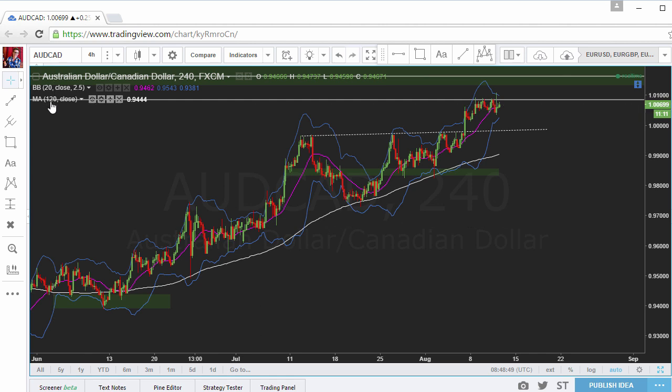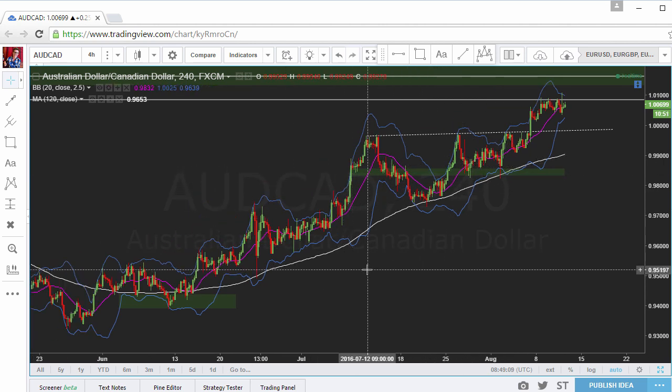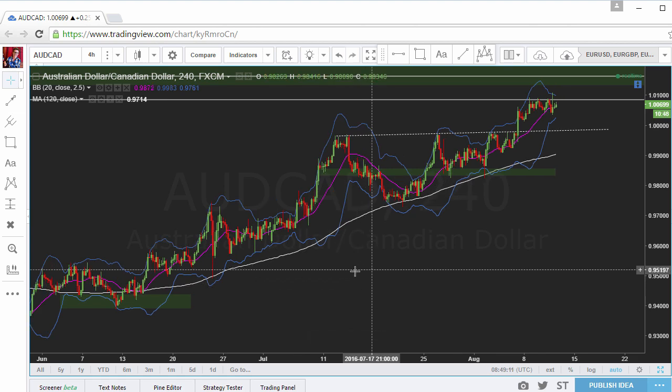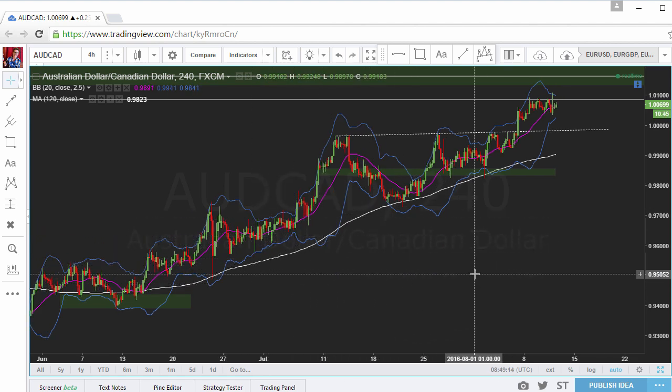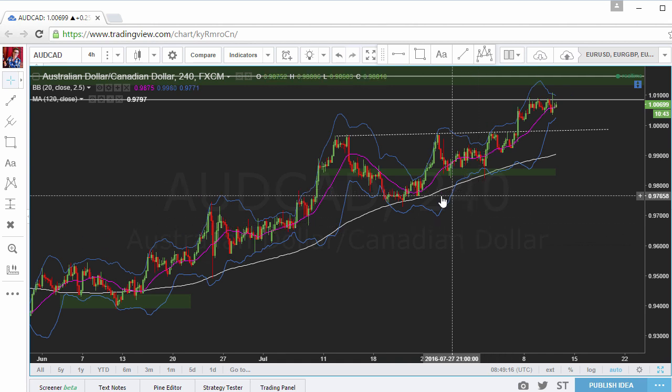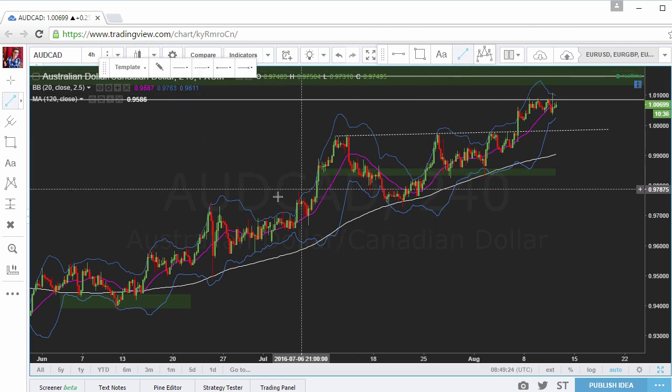So first of all, let me turn on the 120 MA, and this is basically a representation of the daily 20 SMA, so it's good to have on your charts as well on the lower time frames. And you can already see how price is always respecting and reacting to the 20 SMA from the daily time frame. Then next on the 4-hour time frame, what I do is I map out trend lines, support and resistance areas, and then I come up with trading ideas. So let us grab the line tool and see what we can come up with.